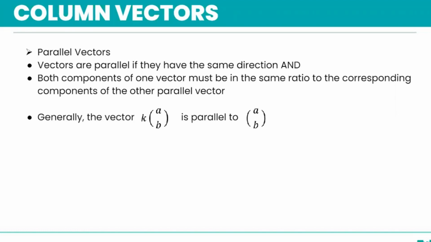Next, we're going to go ahead and look at parallel vectors. We say vectors are parallel if they have the same direction and both components of one vector are in the same ratio to the corresponding components of the other vector. If I look at this example over here, I can see that my vector AB has been multiplied by k. So this is going to give me a vector ka, kb. This vector would be parallel to my vector AB because vector ka, kb is a scalar multiple of my vector AB.